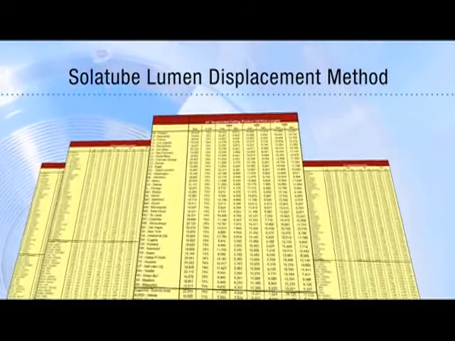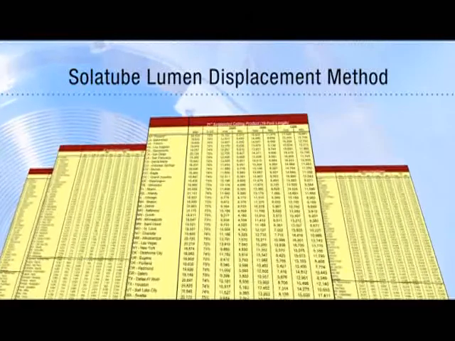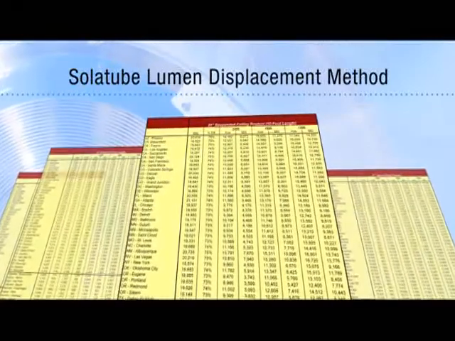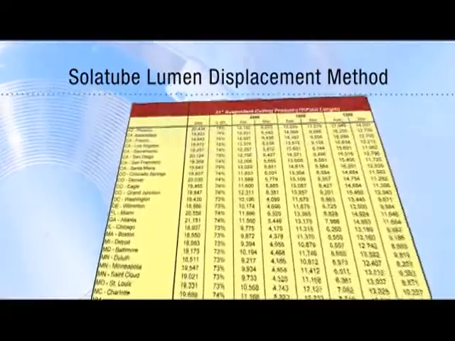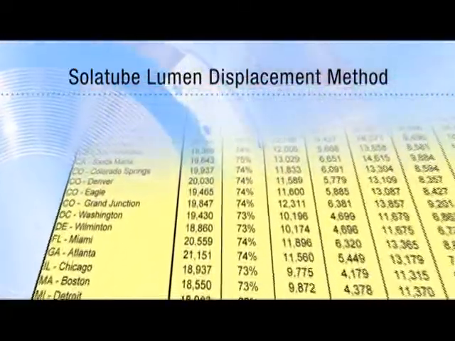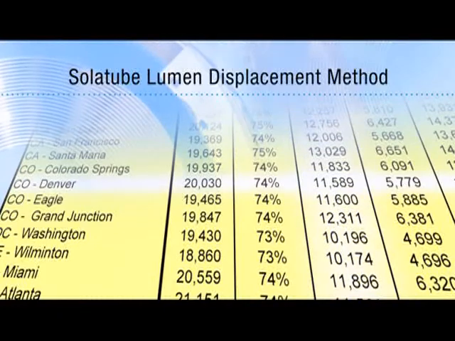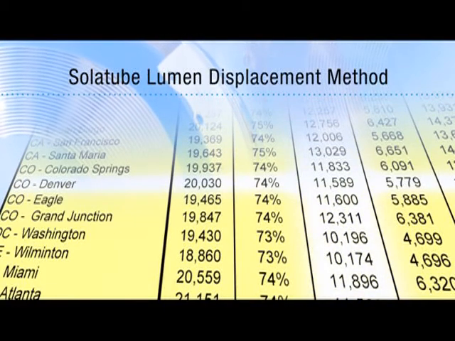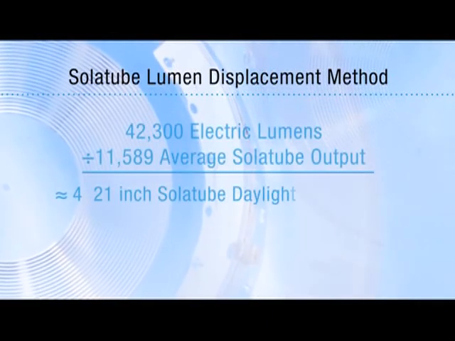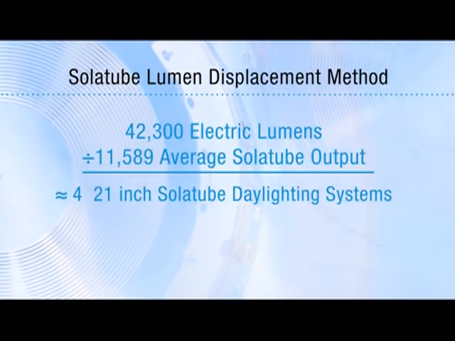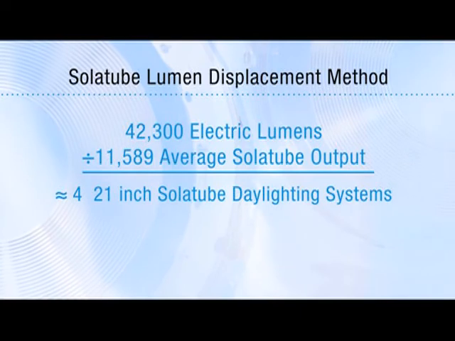For our example, a 21-inch Solitube daylighting system would be appropriate for this room type. Using the tables for, let's say, Denver, Colorado, we see that the average lumen output for 2,400 hours of daylight a year would be 11,589 lumens. Therefore, we would need about 4 21-inch Solitube daylighting systems to equal the light output of the electric lighting system.